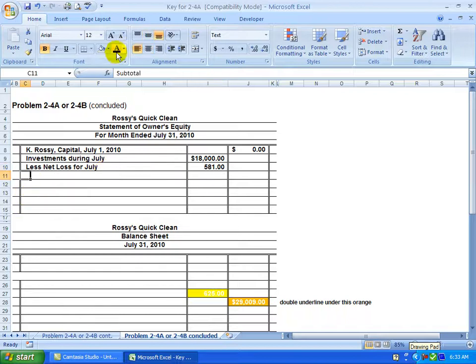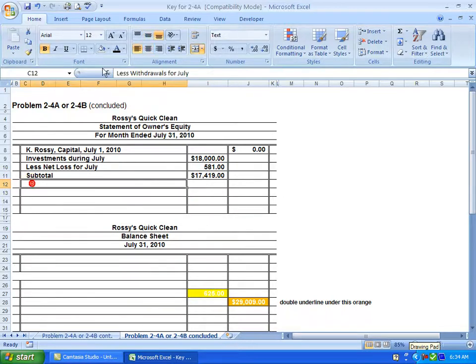In an earlier one, we added the net income, but this net loss is going to decrease our capital. If we do a subtotal here, if we subtract these two, then we're going to get $17,419. So there was an investment, but there was a net loss, so it took us down in value.